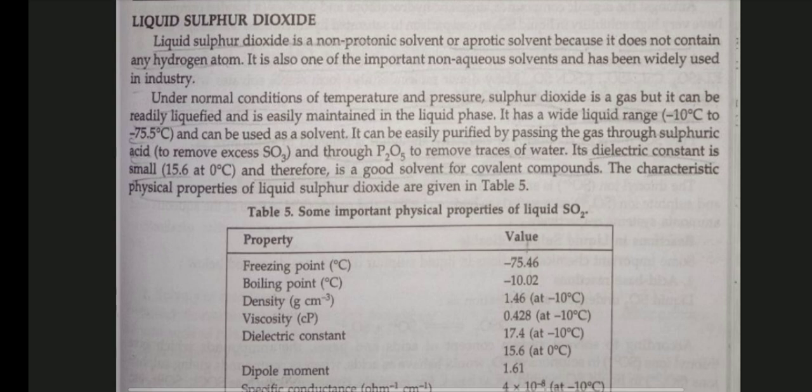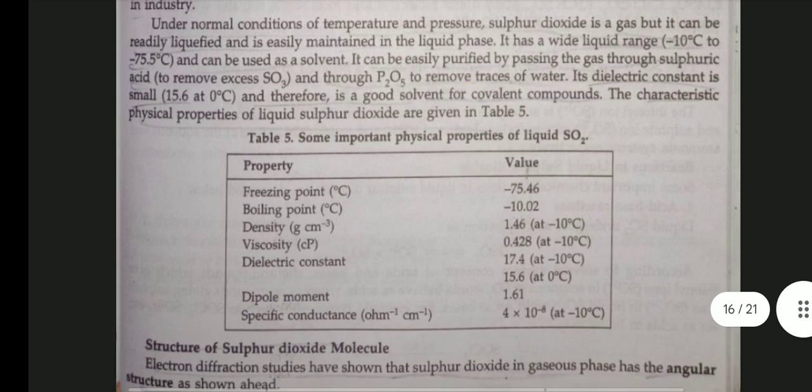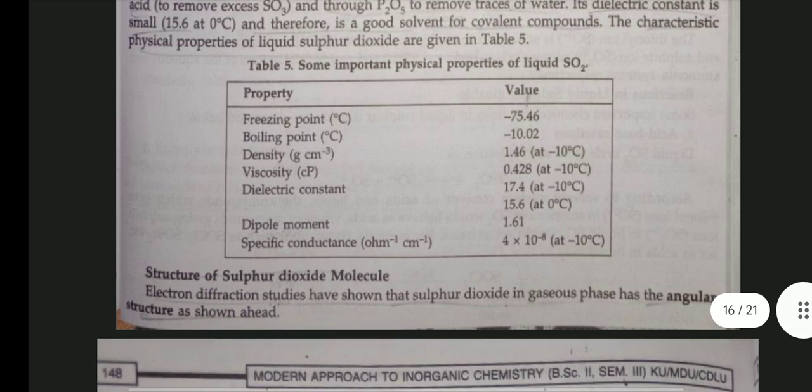Its dielectric constant is small and therefore it is a good solvent for covalent compounds. The characteristic physical properties of liquid sulfur dioxide are given in the table. Freezing point minus 75.46, boiling point minus 10.02, density 1.46, viscosity 0.428, dielectric constant 17.4, dipole moment 1.61, specific conductance 4 into 10 to the power minus 8 at 10 degrees Celsius.